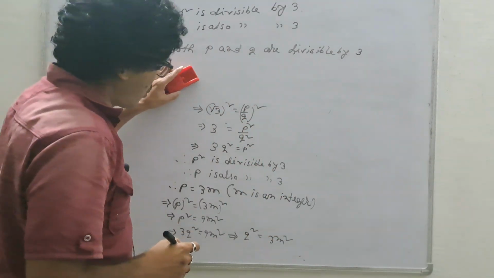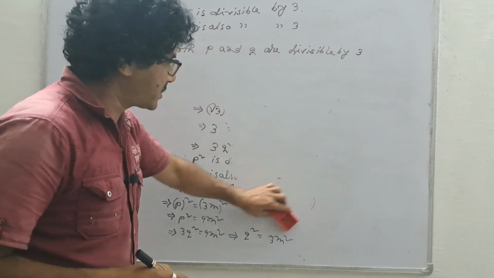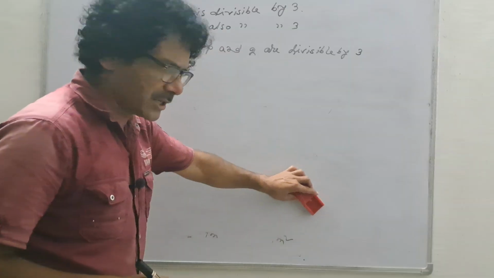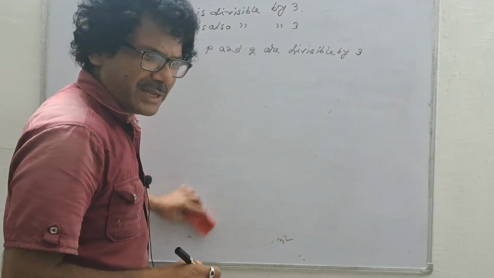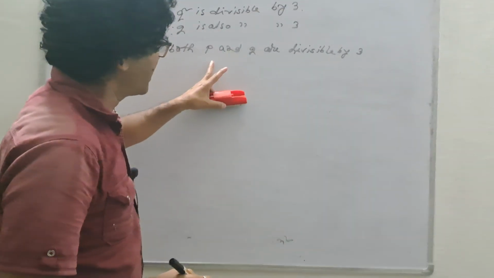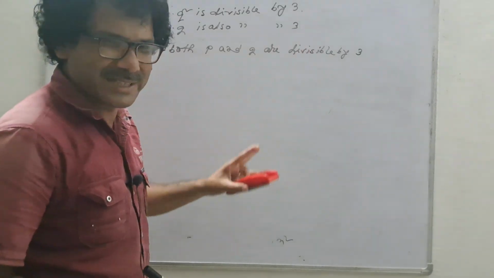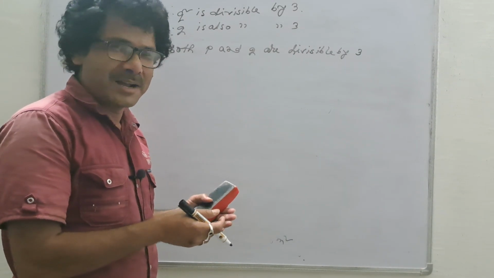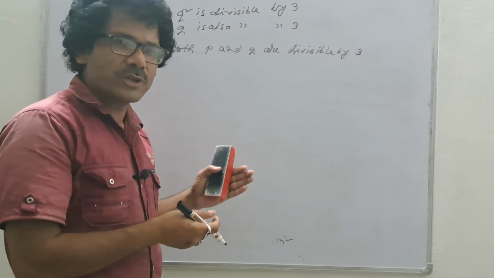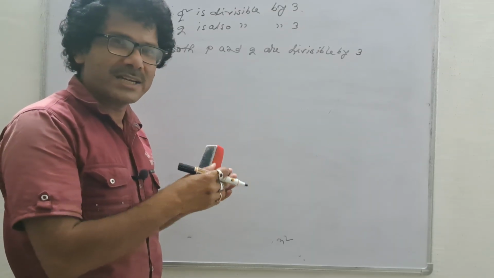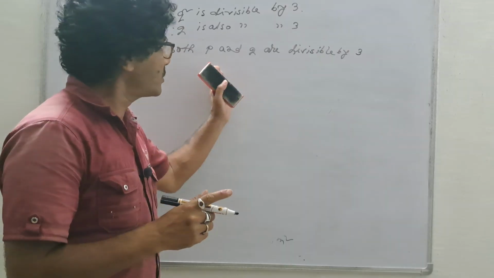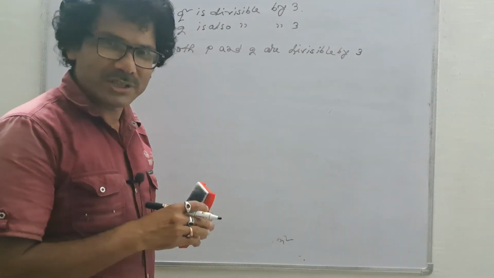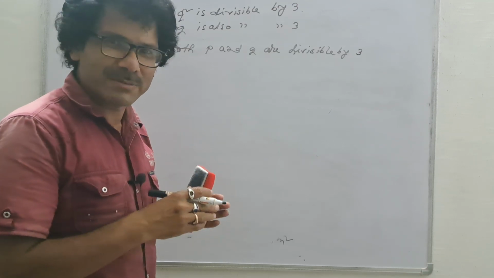But we assumed P and Q are co-primes, that is, 1 is the only common factor of P and Q, that is, P and Q are only divisible by 1. But now we have found that P and Q are divisible by 3. In our assumption, we assumed that P and Q are co-primes, divisible by 1 only. Therefore, our assumption that P and Q are co-primes is wrong.